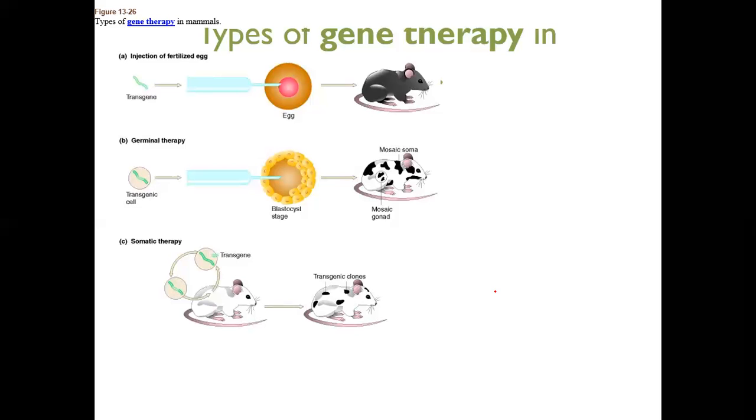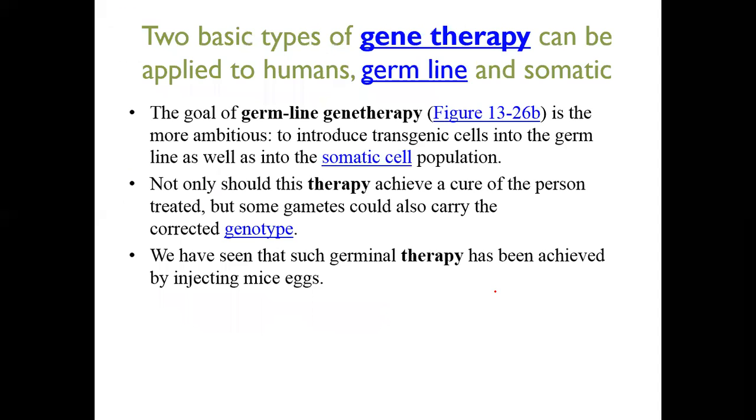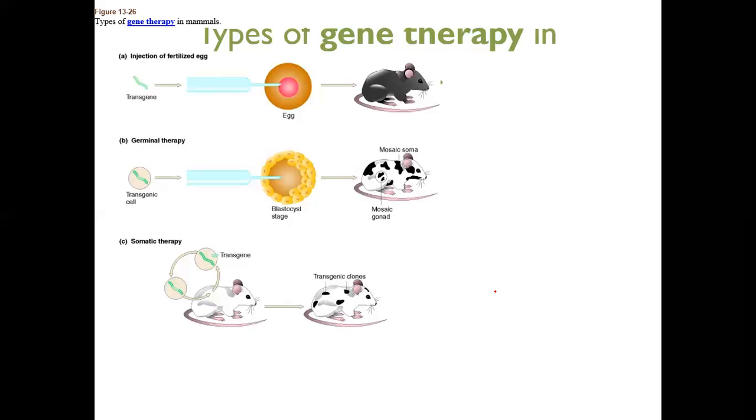In somatic therapy, we take the transgenes and insert them into the organism. We take the cells, make them transgenic and insert them into the organism, which will lead to the transgenic clone.